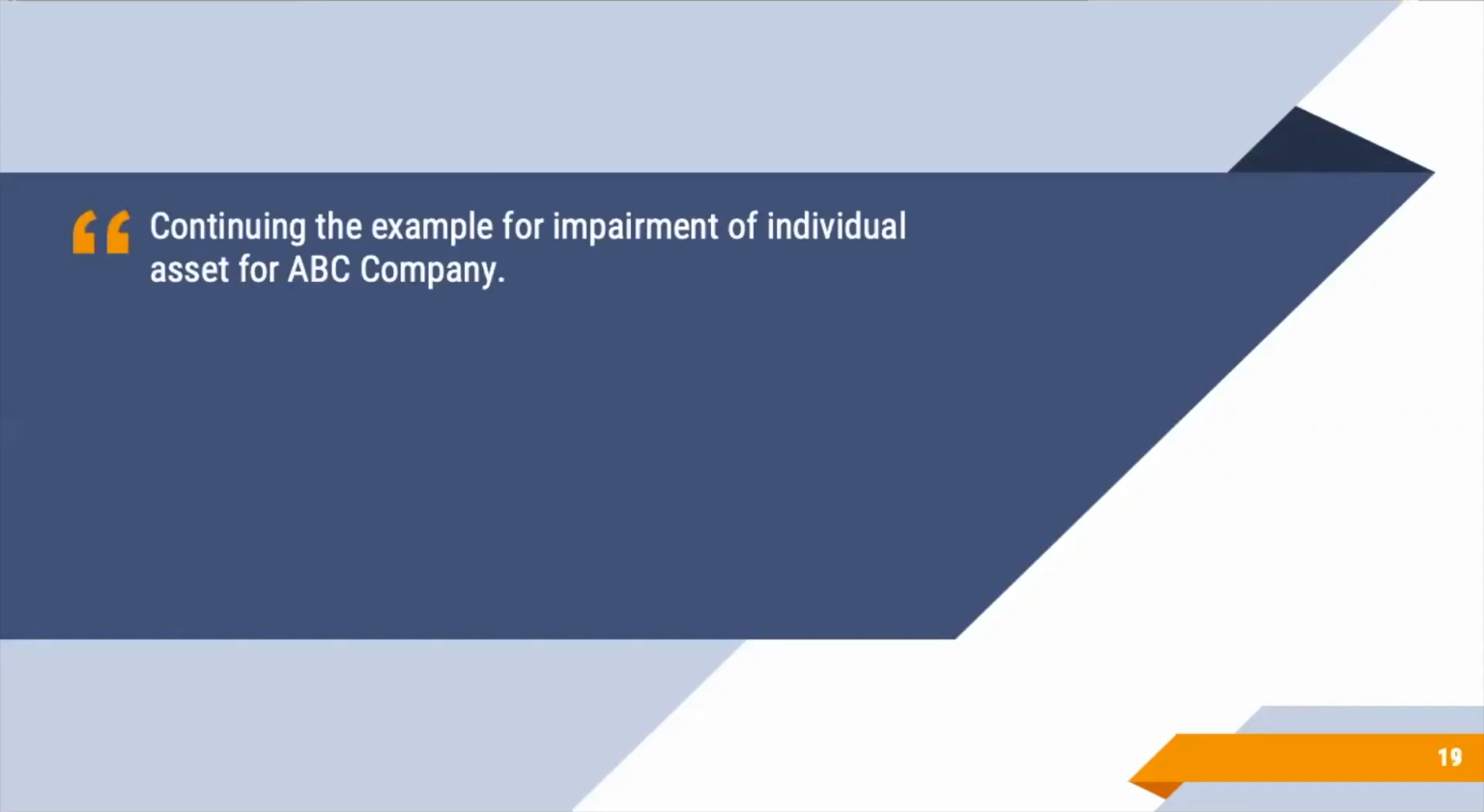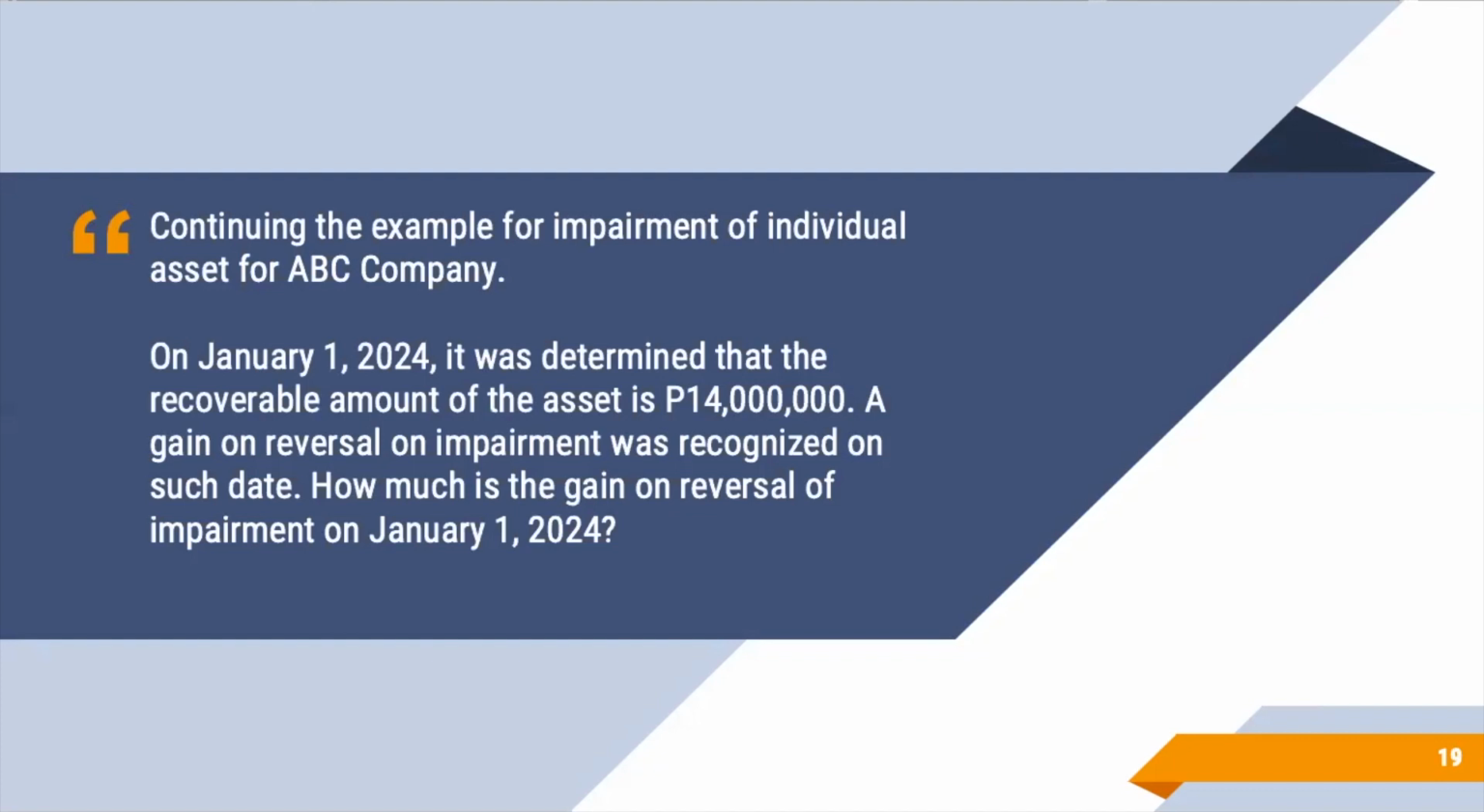So continuing the example for impairment of individual asset for ABC Company in the last example, kunwari, on January 1, 2024, it was determined that the recoverable amount of the asset is 14 million pesos. A gain on reversal on impairment was recognized on such date. How much is the gain on reversal of impairment on January 1, 2024?